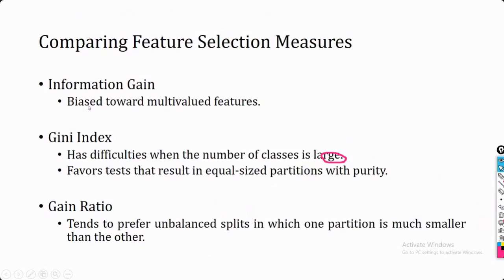Now a comparative analysis of the attribute selection measures. Information gain is biased toward multi-valued features. The Gini index is quite difficult to apply when you have a large number of classes, and it favors results with equal partitions. The gain ratio tends to prefer unbalanced splits, meaning the splitting moves toward one class.